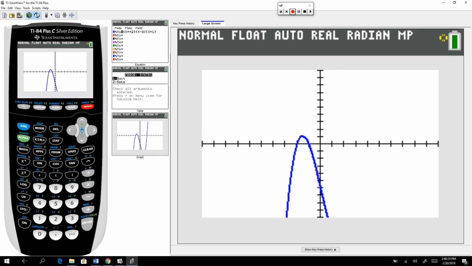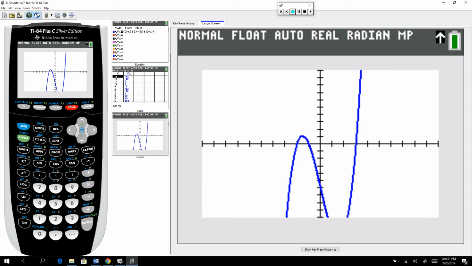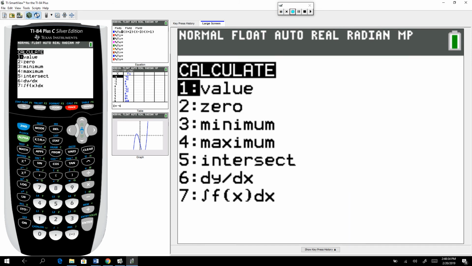And you'll notice that this is the general shape of this graph. It is certainly a cubic, a degree 3, and it's acting on the ends as we had expected. We just don't know how high that maximum is or how low that minimum is. So here's this maximum. We are going to ask our calculator how high this maximum is. To do that, we will do second, trace. We are asking about a maximum, so that is choice 4.